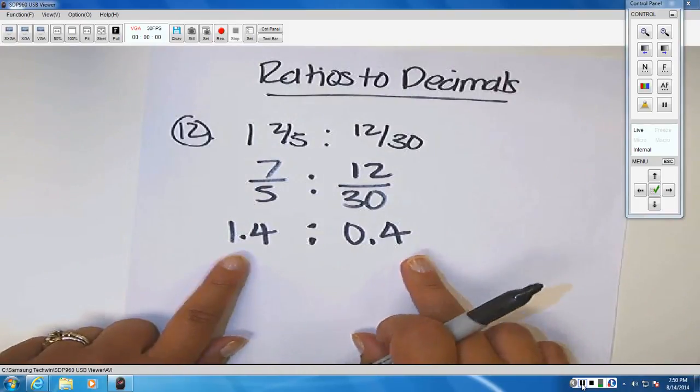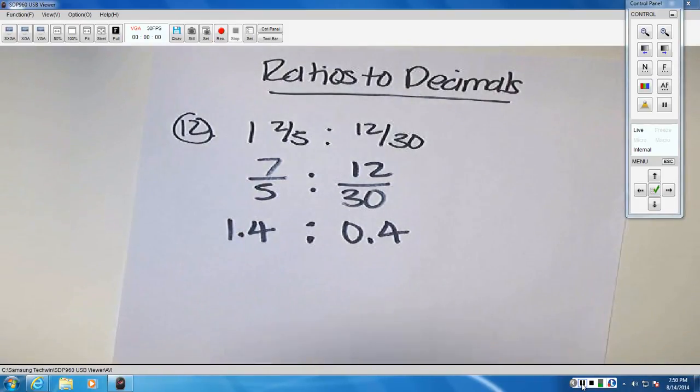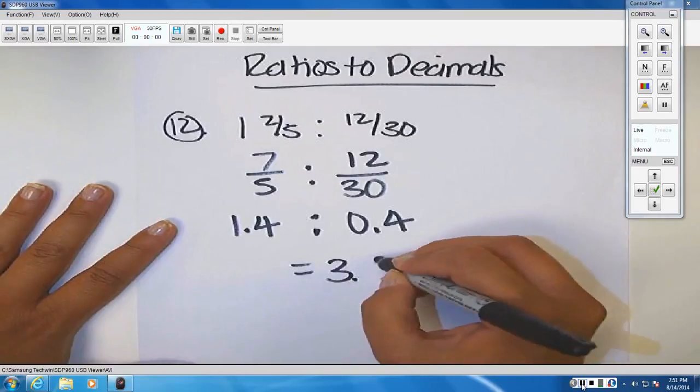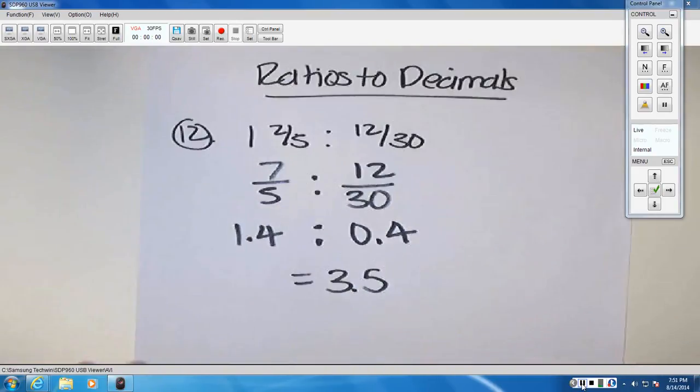And now we're going to have to divide the first number by the second number. So 1.4 divided by 0.4 is 3.5. And that's your final answer.